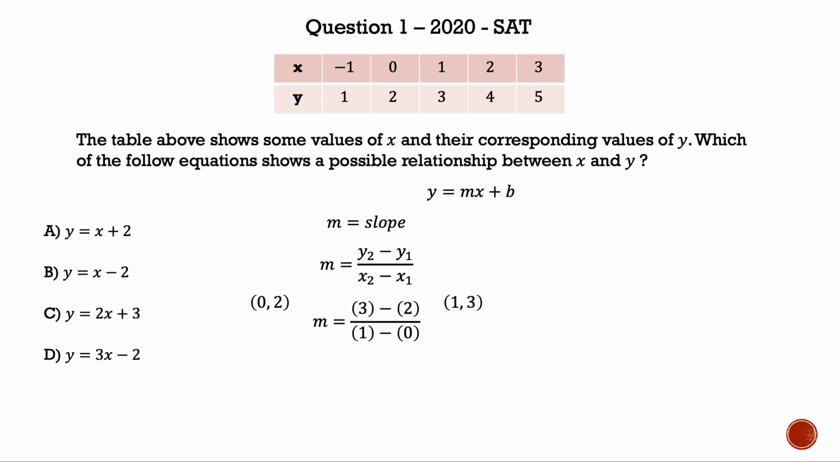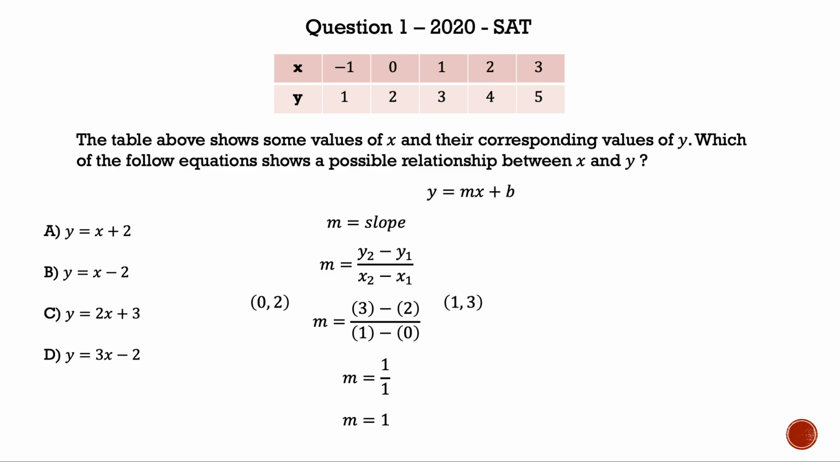So now we have m is equal to 3 minus 2 all over 1 minus 0. Now, let's simplify. 3 minus 2 is 1, and 1 minus 0 is 1. So now we have m is equal to 1 over 1, and 1 over 1 is 1, so m is equal to 1.